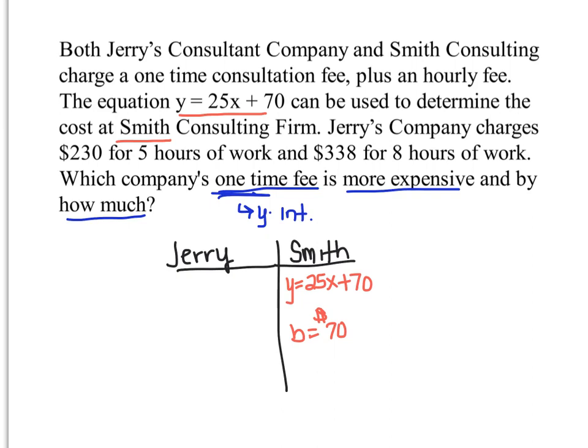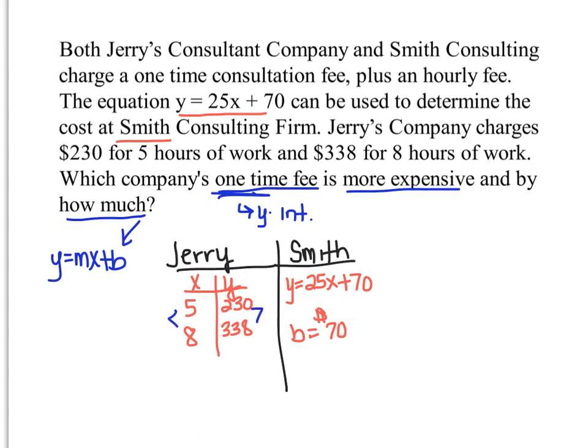Now, for Jerry, it just gives us information. I'm going to create an x and y table to just write these points in. Your hours, though, are going to be your x. Hours and time is almost always your x value. So for 5 hours, he charges $230. In 8 hours, he charges $338. Again, this includes that one-time fee, and it includes our hourly rate. So in order to find the y-intercept like before, I first have to find our slope because I need to plug into my equation y equals mx plus b to find that b.